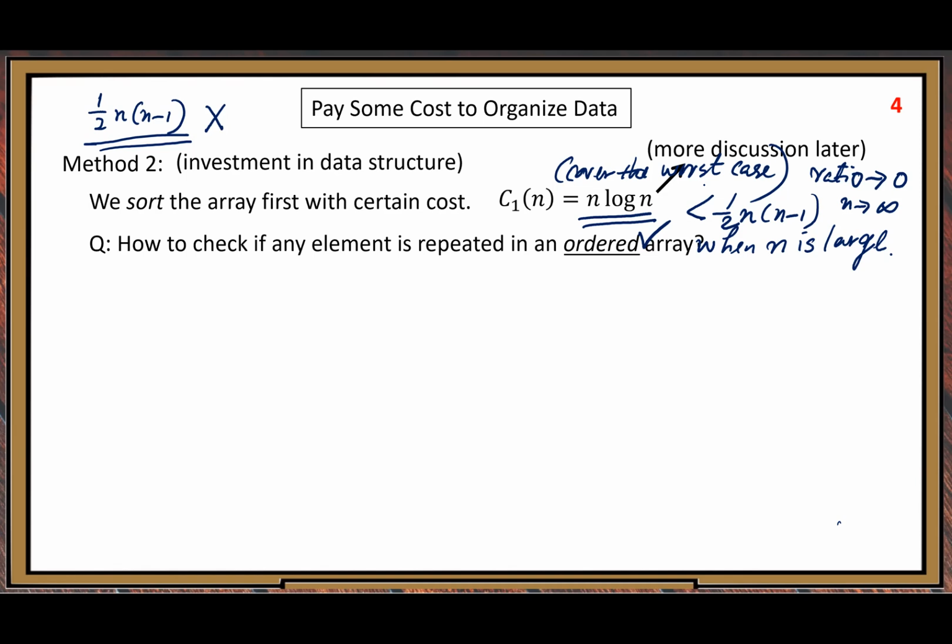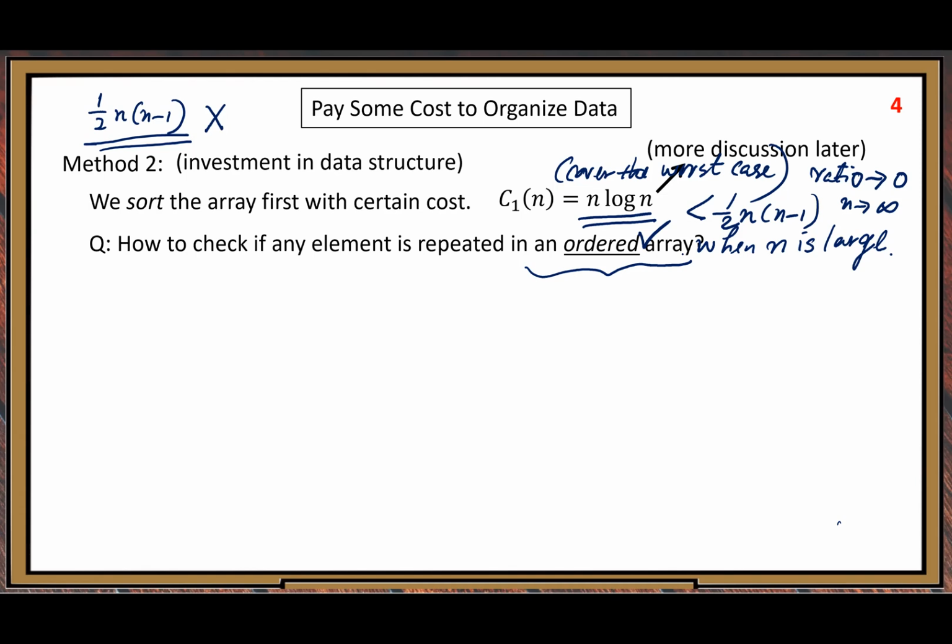All right, the next step. After we pay this much as investment, we can assume we have an ordered array. We have organized the data. What do I mean by organized? An ordered array, that means in this question the data is organized in ascending order. So the question becomes: how to check if there is any element repeated in an ordered array.